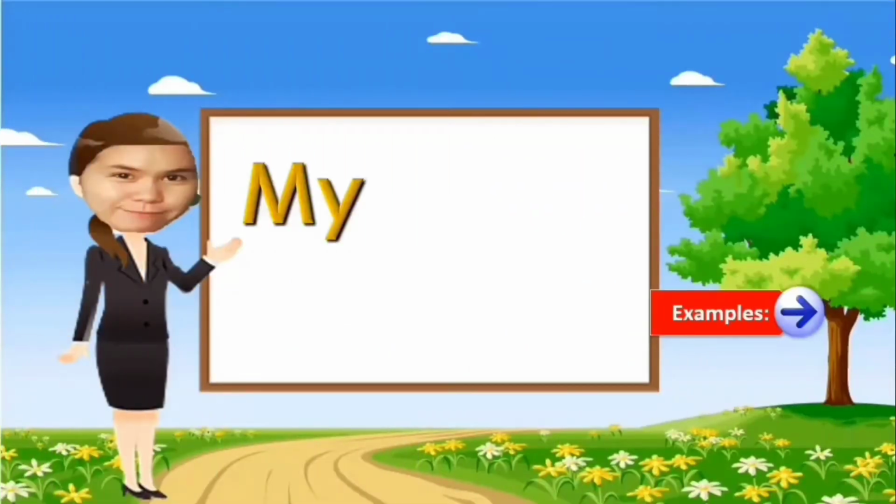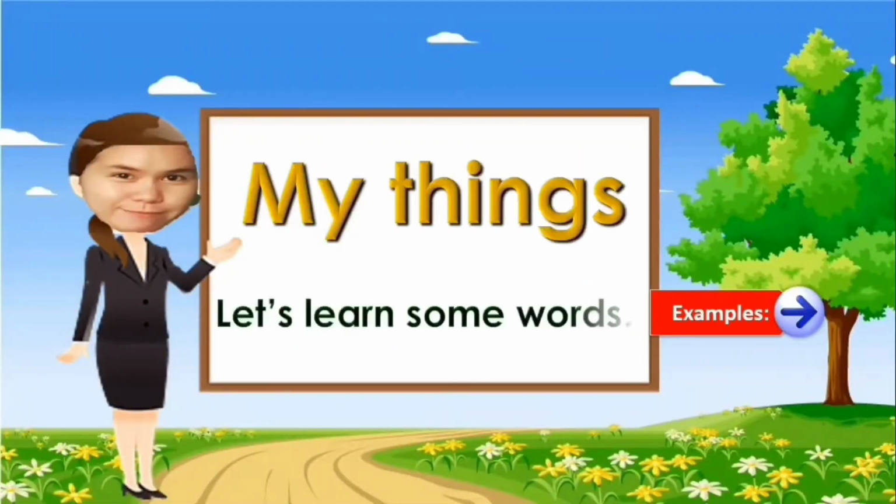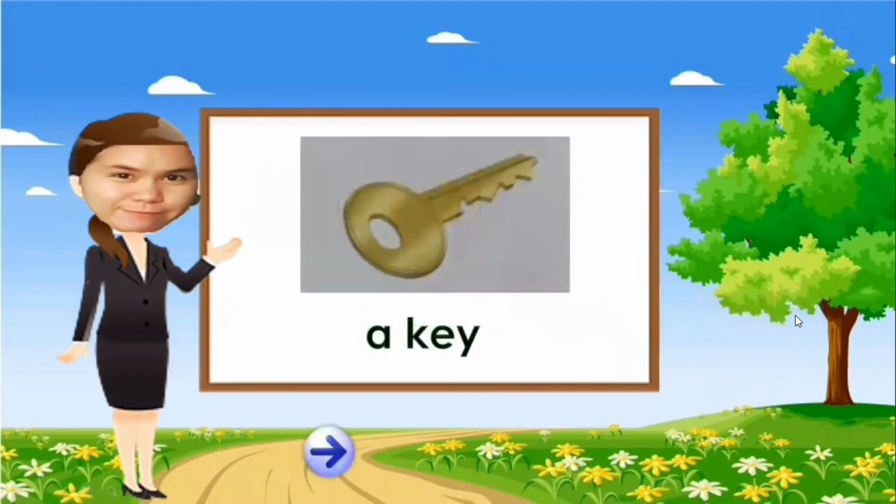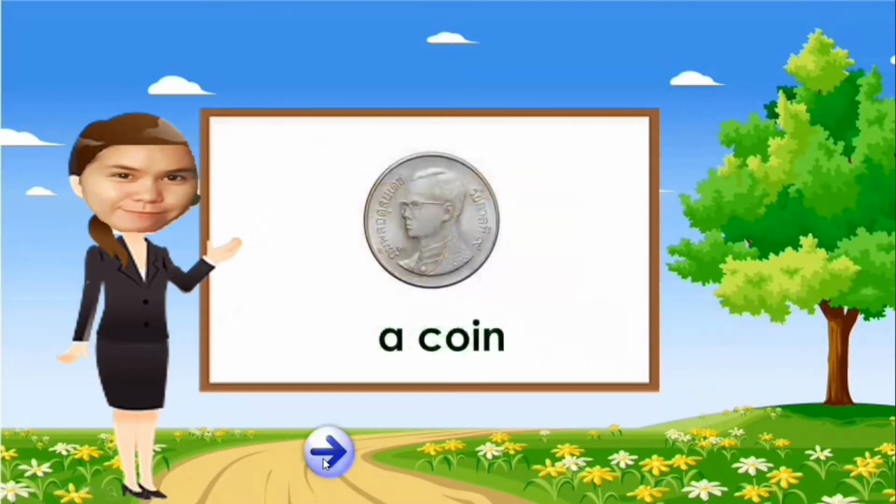Talk about my things. So let's learn some English words. We have a key. Again, a key. Key. Next, a coin. Again, a coin. Coin.